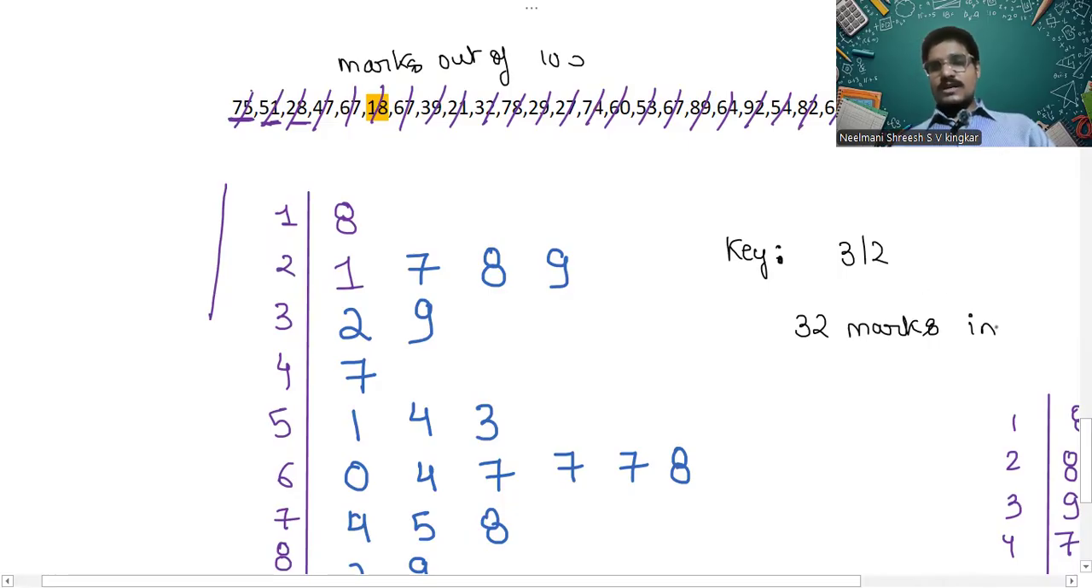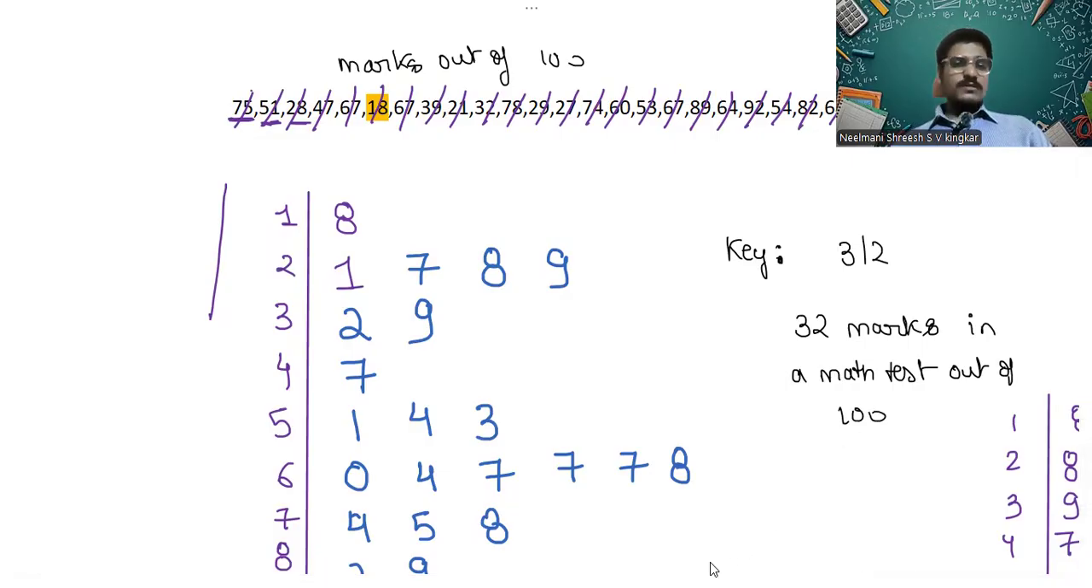Okay, so 32 marks in a maths test out of 100. Try to be as specific as possible, because in AS this is very important. If you don't write the key, you will lose the marks. Also, one more thing to understand is that in AS level, you may see back-to-back stem and leaf for comparison.